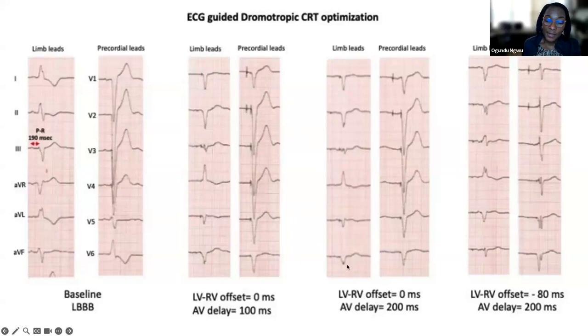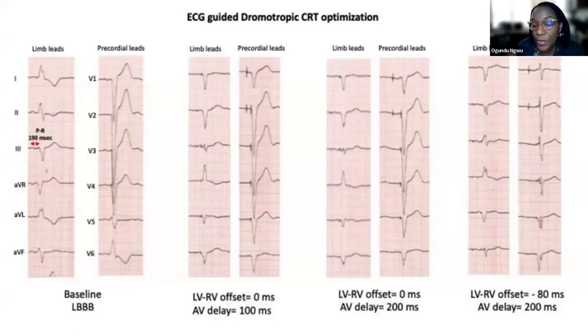On the third panel, the AV delay has been increased to 200 milliseconds. So it's now comparable to what you have at baseline, which was 190 milliseconds. And again, you can see in lead one and AVL, you do see definite LV input, also V5, V6, but the QRS still looks a little bit different, okay?